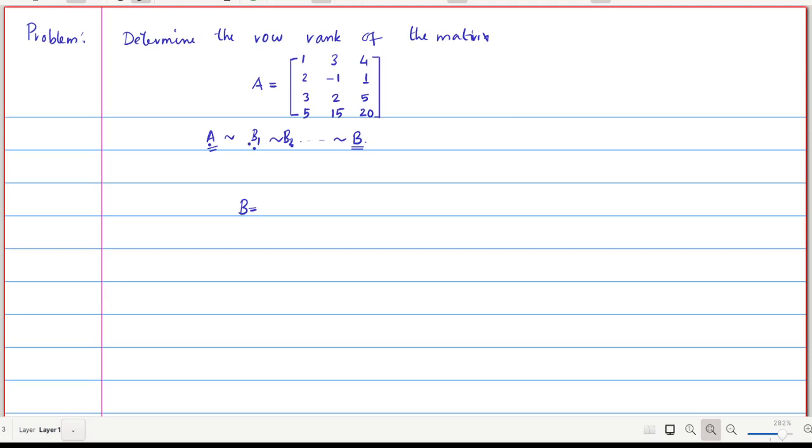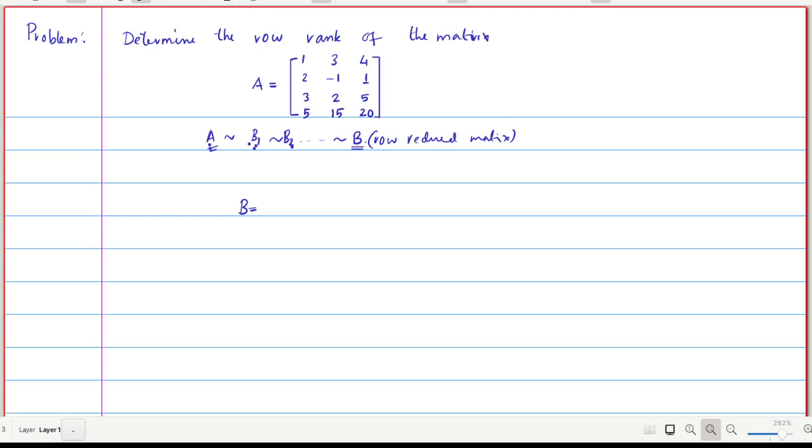We know that row operations don't change the row rank of A, so we can equate the row rank of A to the row rank of B1, which is the same as the row rank of B2, the same as the row rank of B3, etc., all the way up to this row reduced matrix. So we will try to find the row reduced matrix B from this A by performing row operations.